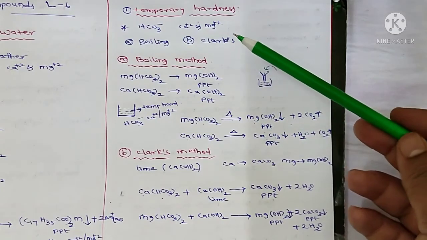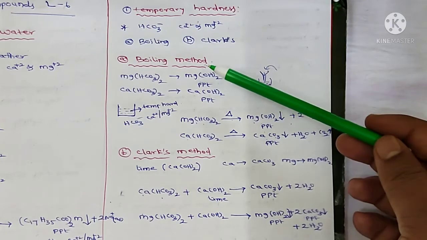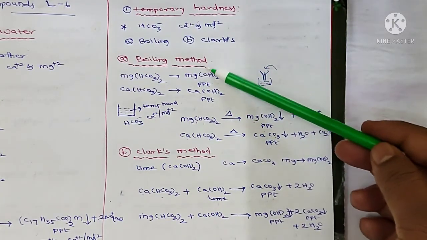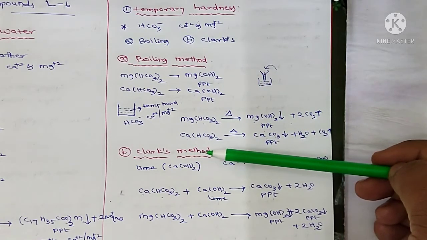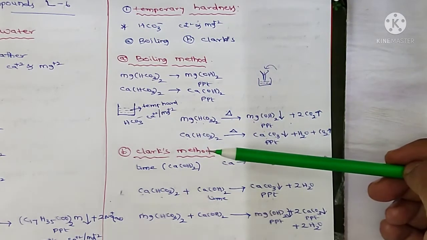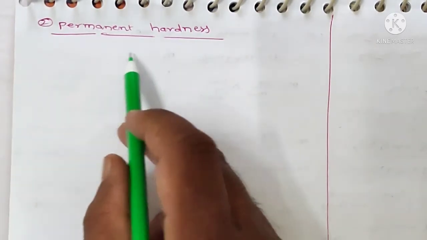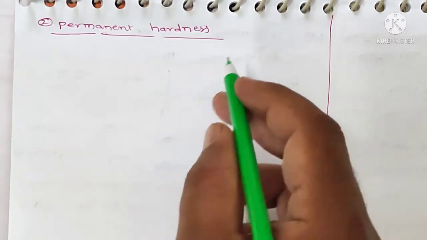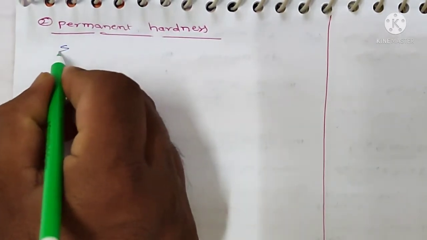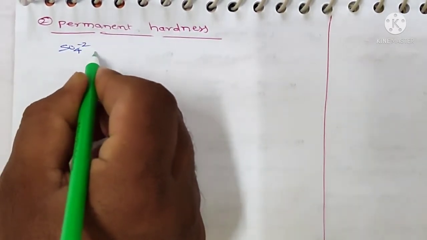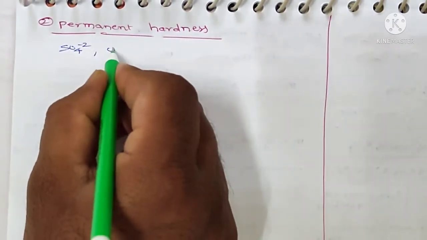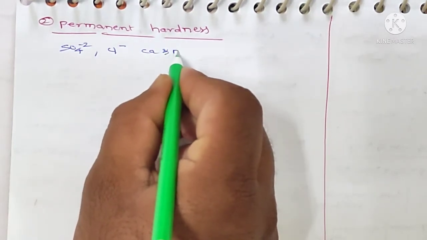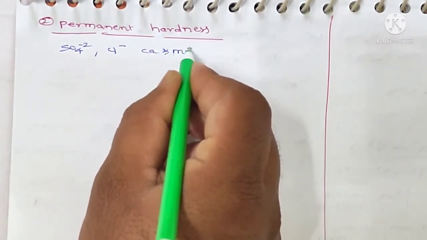So this is about temporary hardness and two methods for removing the temporary hardness. One is the boiling method and the second one is Clark's method. Next, second one, permanent hardness. Permanent hardness is due to the presence of sulfates (SO4 2-) and chlorides of calcium and magnesium salts.